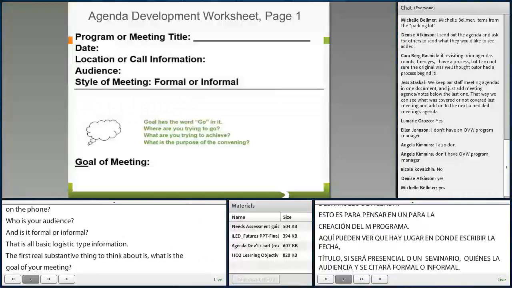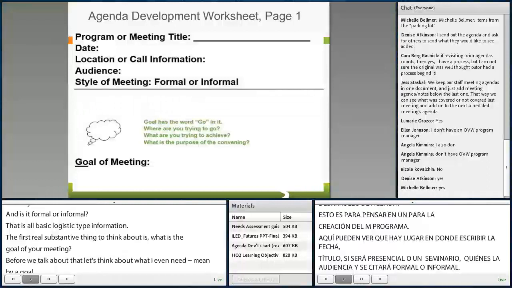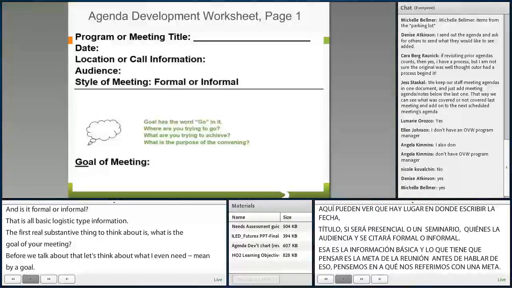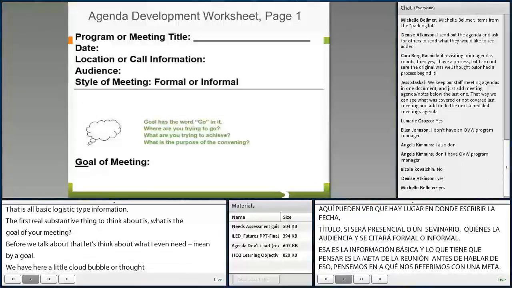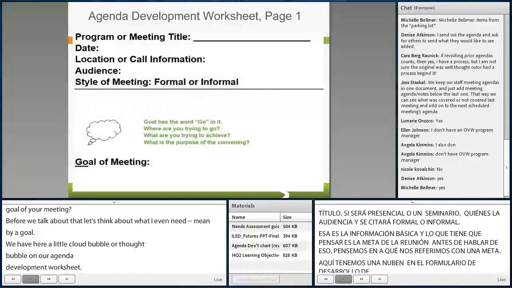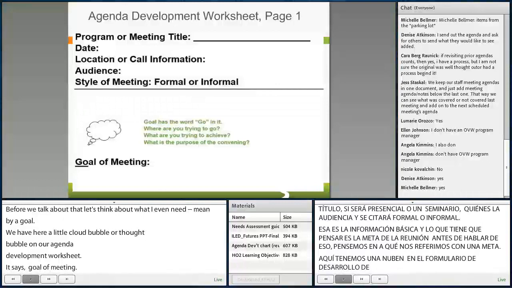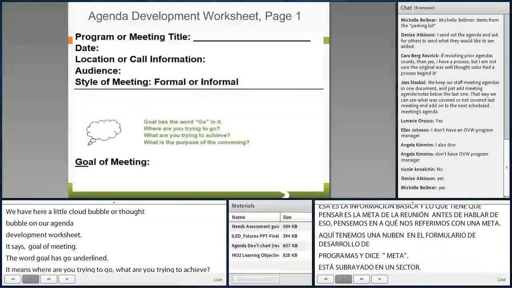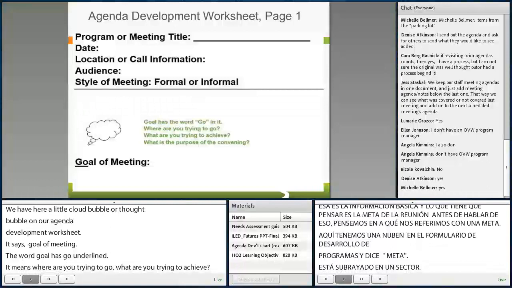So we have here a little cloud bubble or a thought bubble on our agenda development worksheet. And it says goal of meeting, and the word goal has an underline under GO. And that's because the word goal has the word go in it. It means where are you trying to go? What are you trying to achieve, right? What is the purpose of the convening? What is the big picture of this particular event that you're holding?